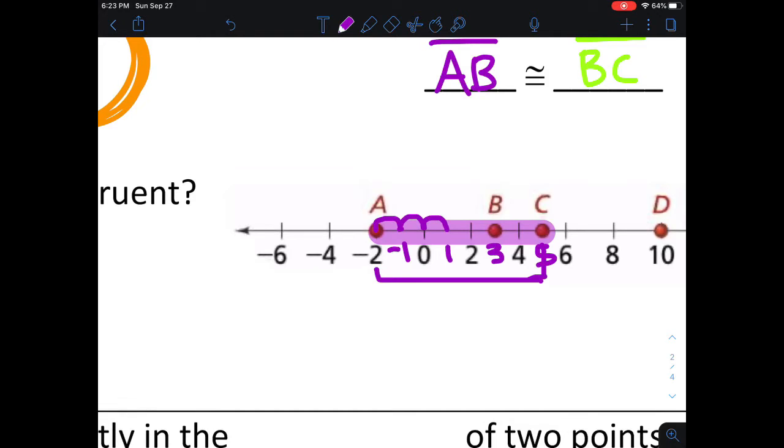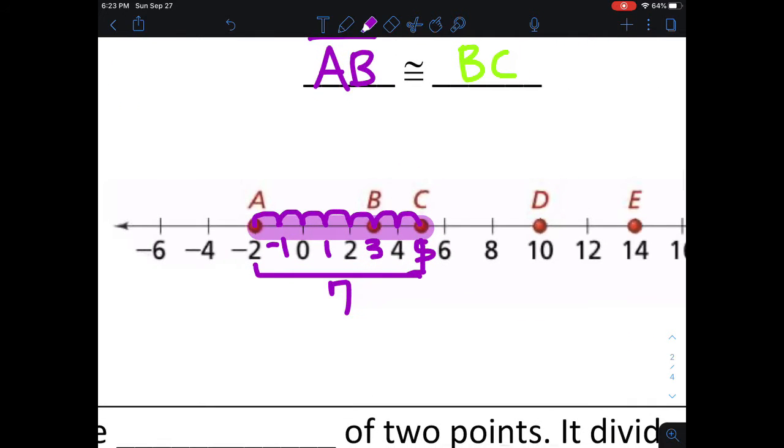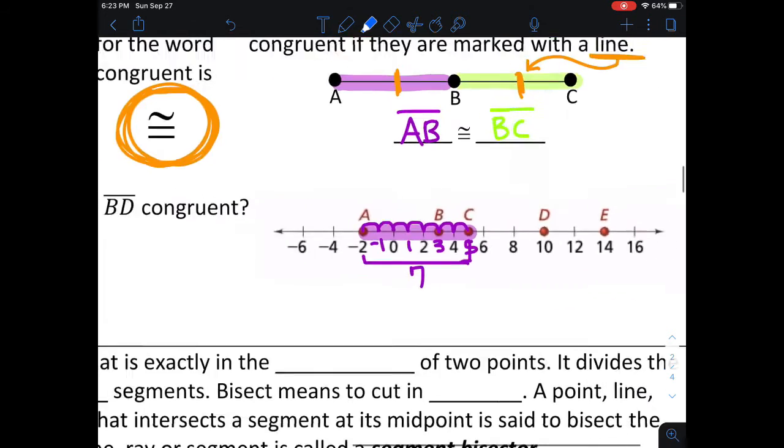And then there's a 5 right here, okay? See, there's numbers in between because it's going up by 2s. Okay, so anyway, 1, 2, 3, 4, 5, 6, 7. Great.